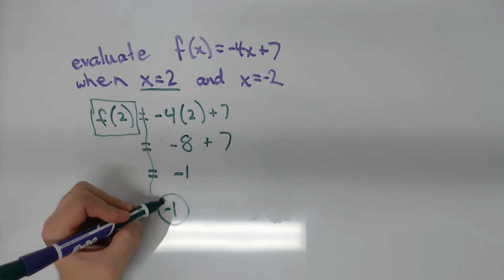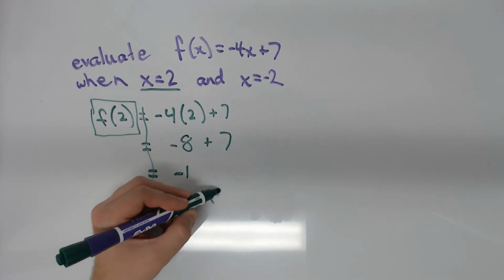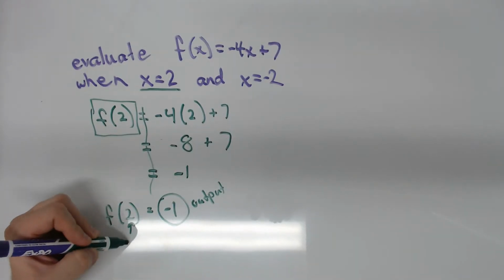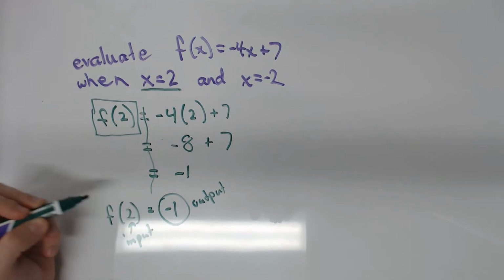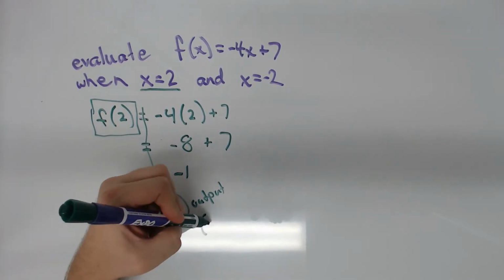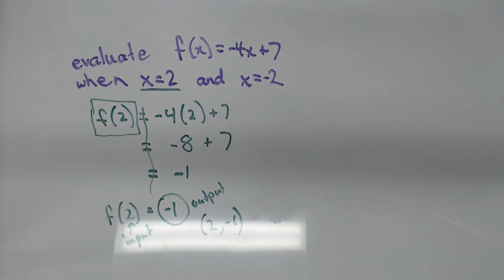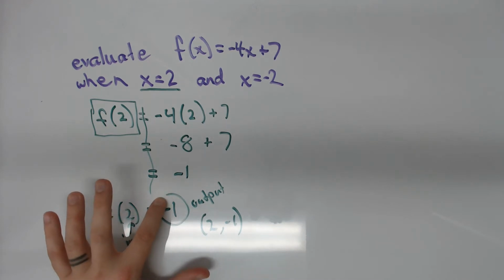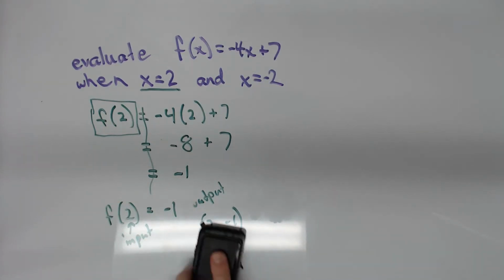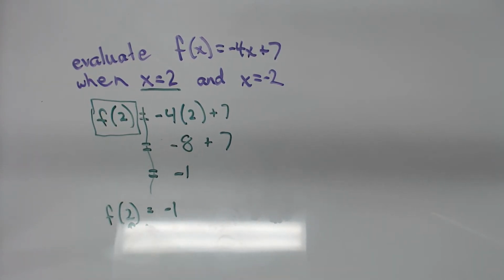So this is the output. This is the input. That makes an ordered pair. 2 comma negative 1 if we wanted to graph. Okay? So I wouldn't expect an ordered pair as an answer for this. I would expect this as the answer. F of 2 equals negative 1.